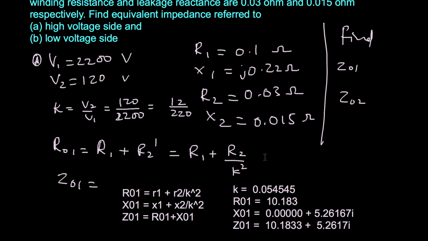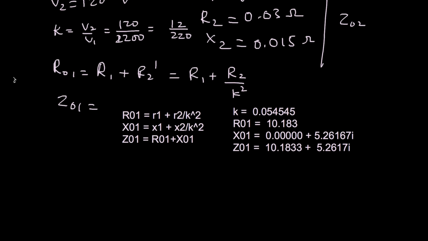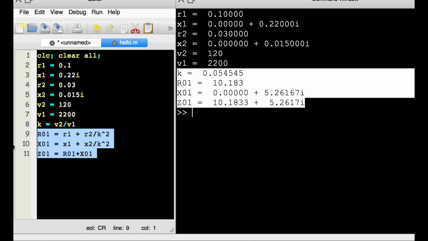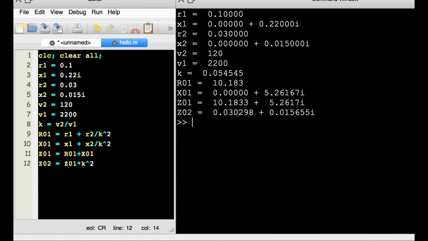Now that is the high voltage side. So how to find the impedance referred to the low voltage side? Let's do that. I can right away do this: Z02 equals Z01 into K square. This is a direct step. That will give me the value of Z02. So I'm getting 0.030298 and so on, something like this.